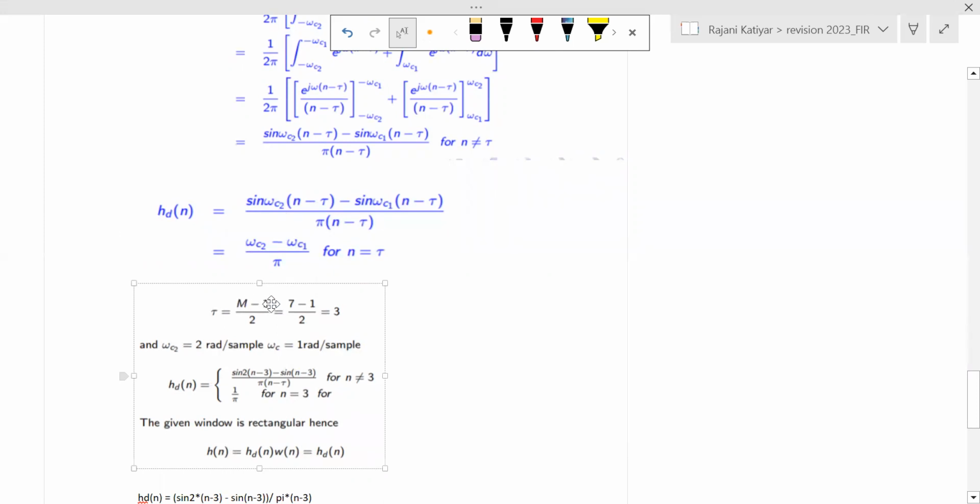The value of tau, as we mentioned before, is equal to (M minus 1) by 2, where M is the number of filter coefficients. For the sixth order filter, the number of coefficients is 7, so (7 minus 1) by 2 is equal to 3.